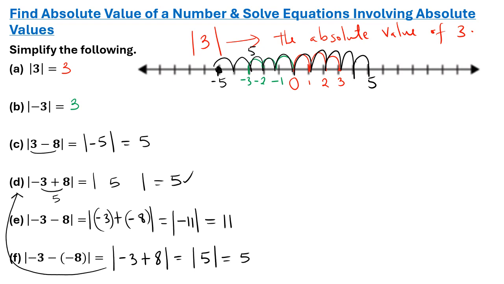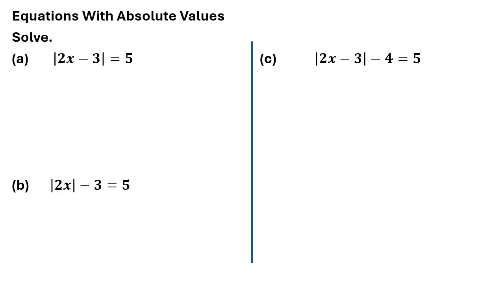So let's see how we can take advantage of this understanding to learn how to solve equations involving absolute value. For this problem, we have the absolute value of 2x minus 3 equals 5. We know that if we found the absolute value of -5, we get 5, isn't it? And if we also found the absolute value of 5, we also get 5. So this strategy is used for solving equations involving absolute values.